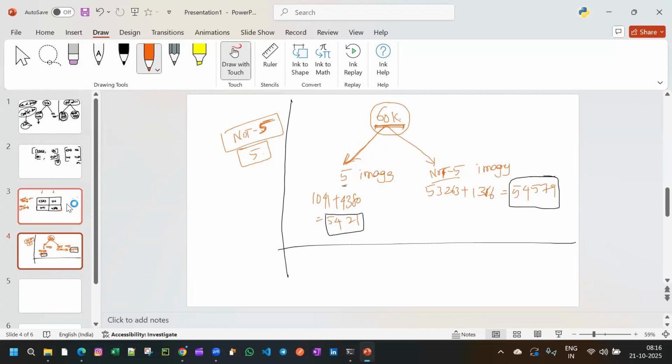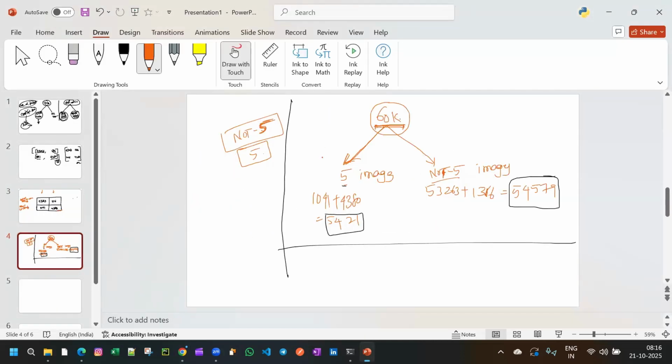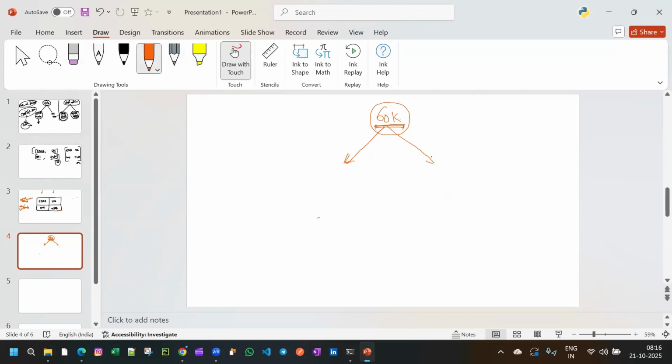Now, how many images has my model predicted? Predicted, not actual. There are 60K images. Out of these 60K images, how many has my model predicted as not 5 and how many as 5? The prediction may be wrong or right, I don't care about it right now. So how many has my model predicted as not 5?